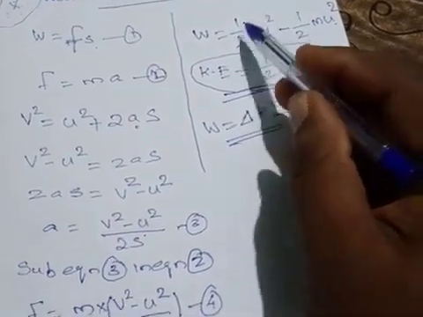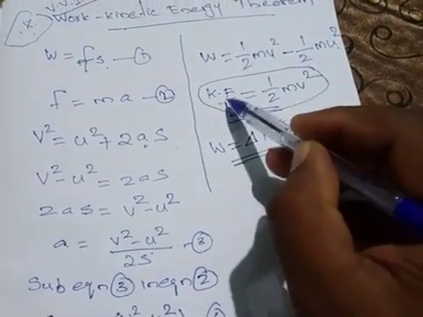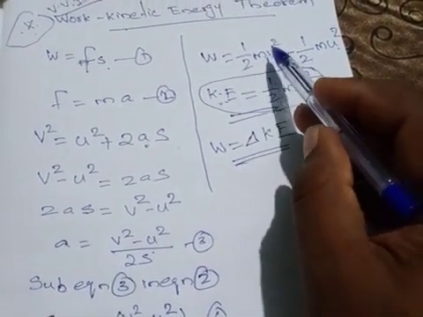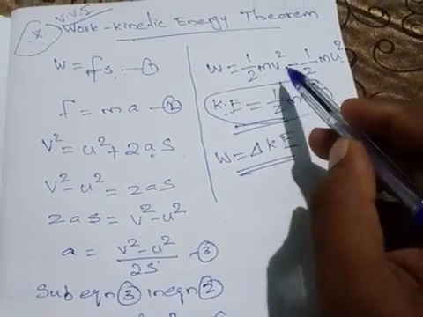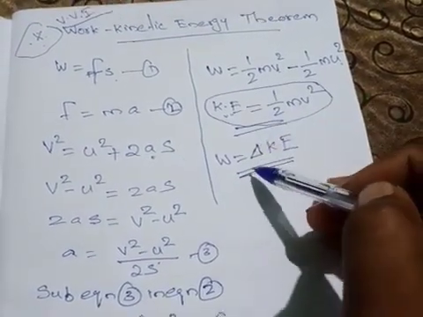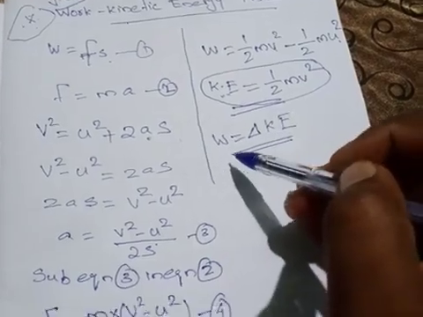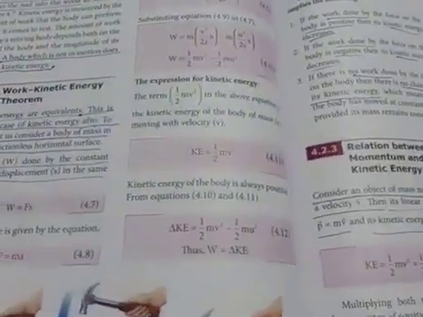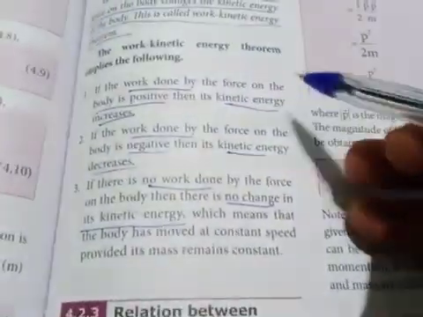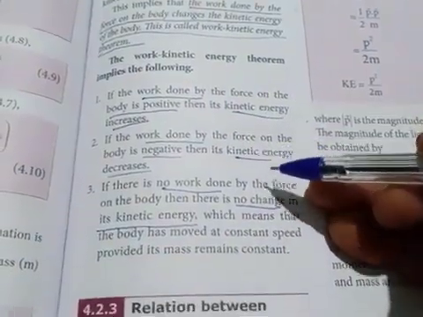And what is this? Half MV square means it is kinetic energy. Here from final minus initial. So that I am writing change in kinetic energy. That is the 5 mark question. And here some cases are there. You can see some of the applications. You see this 3 points also you have to write.